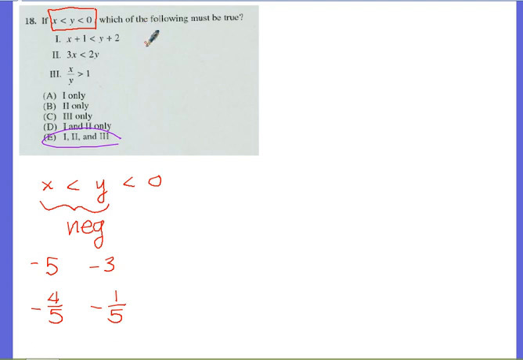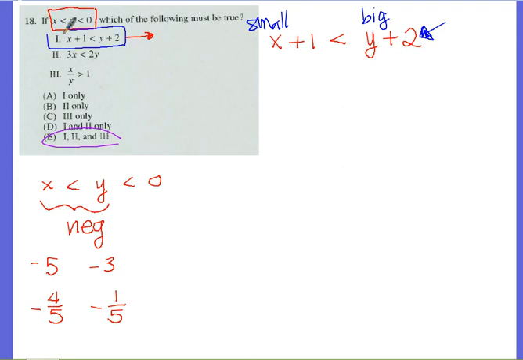I'm going to actually go through each of these to discuss what we can figure out. So let's look at this guy. So we're going x plus 1 is less than y plus 2. So let's just think this through just using the words small and big. So this is actually the smaller number, and this is the bigger number. So take the smaller number, only add 1, but take the bigger number and add 2. Do you notice that to the bigger number you're always adding something bigger? So number 1, no matter what, will be true. You can actually test. You can try every single set of numbers and test it to see what happens.